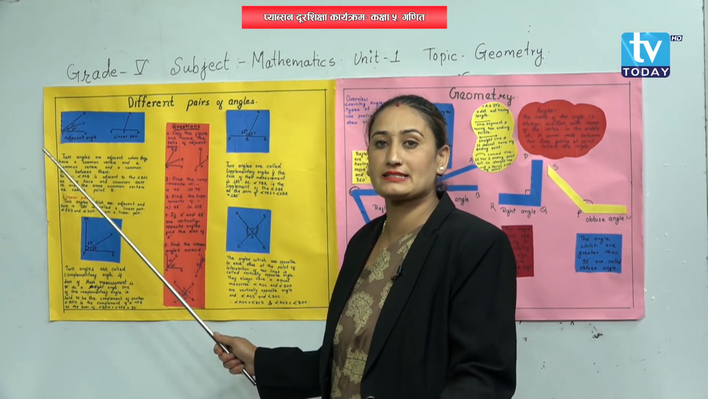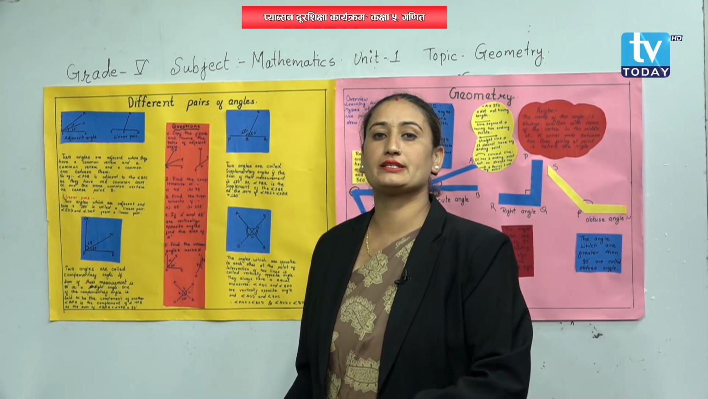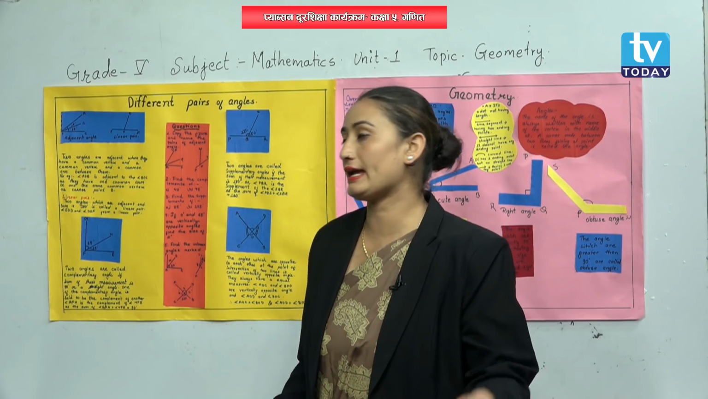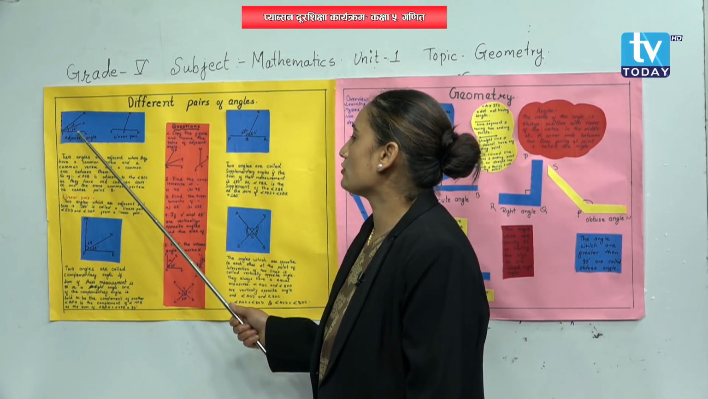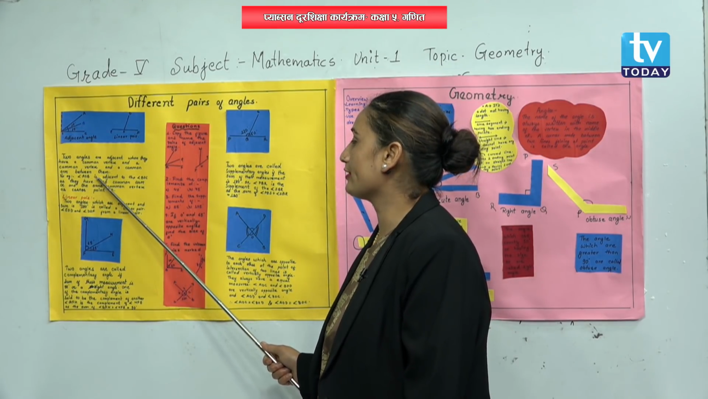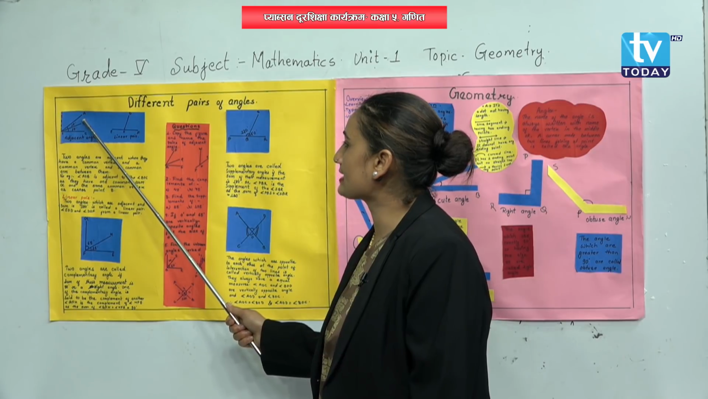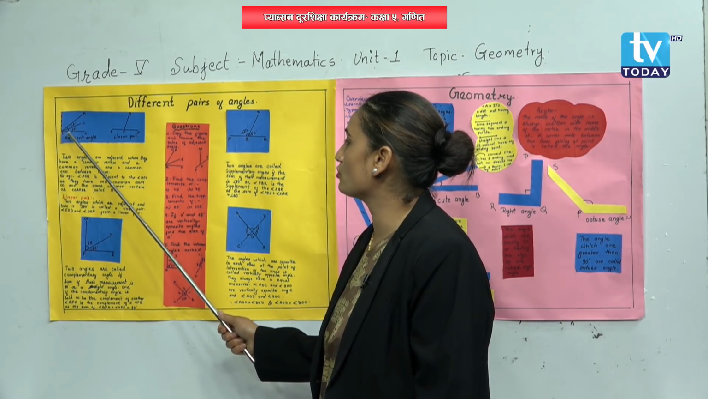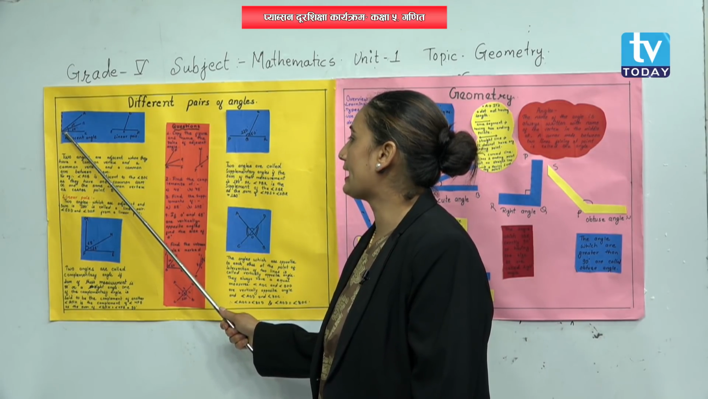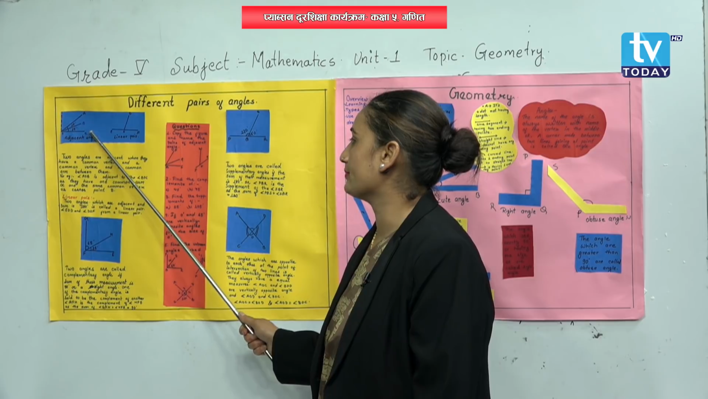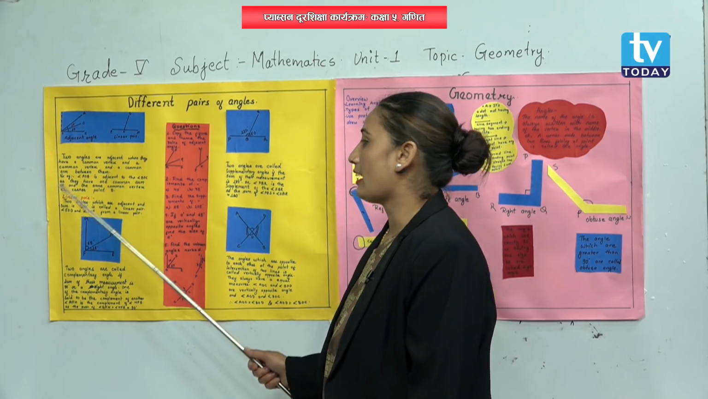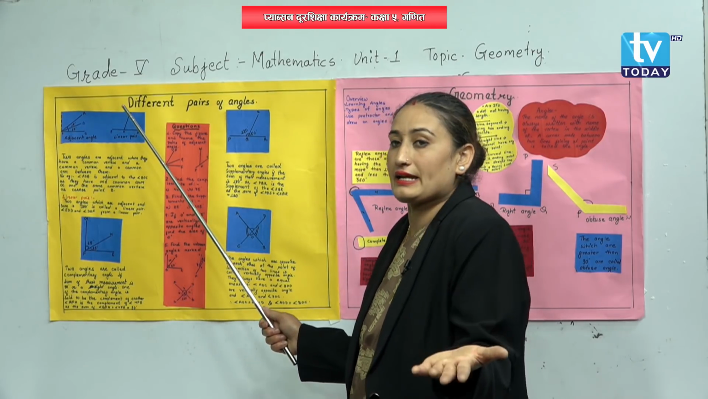So we call it an adjacent angle. If there is a common arm and common vertex, then we call it an adjacent angle. Then how to write the name of the adjacent angle? Angle AOB is adjacent to BOC as they have one common vertex O and one common arm OC. Do you understand? Okay, I understood that you understand it well.